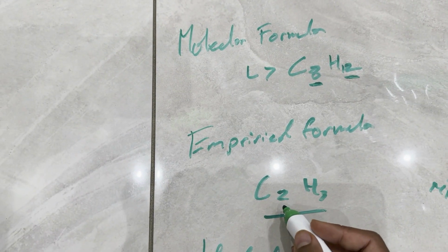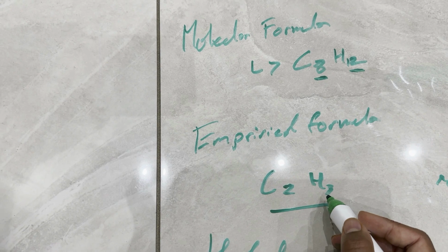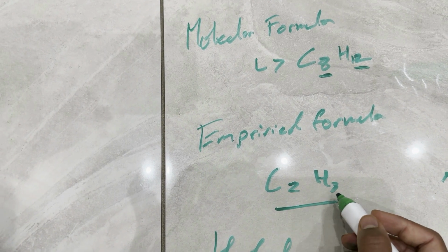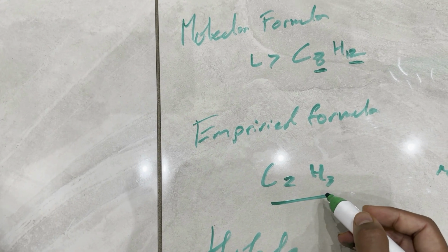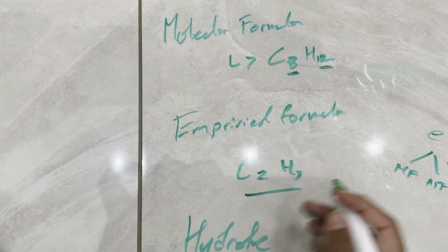So again, this can make C4H6. It can make C8H12. Multiplied by 8, it can make C16H24. Many of them.